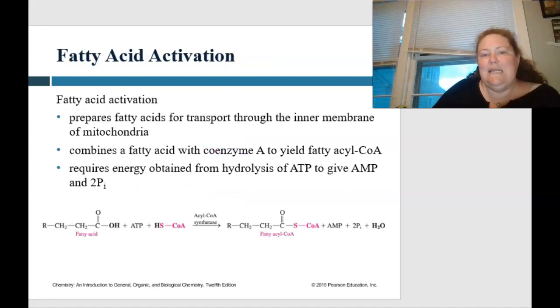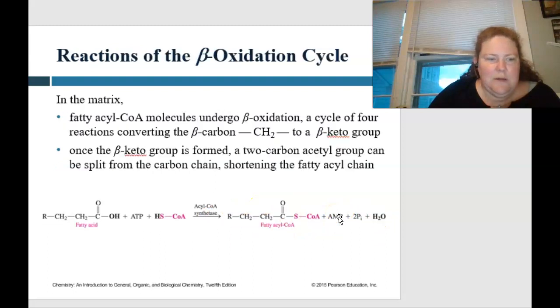So fatty acid activation prepares fatty acids for transport through the inner membrane of the mitochondria. This combines a fatty acid with coenzyme A to yield fatty acyl-CoA. And this requires energy that's obtained from the hydrolysis, or the breaking, of 2 ATP to give you AMP and those 2 Pi. Because remember, ATP is 3 phosphates and AMP is 1, mono versus tri. Okay, so you have your fatty acid, your acyl-CoA synthetase, and your fatty acyl-CoA. Okay, and then AMP, etc.